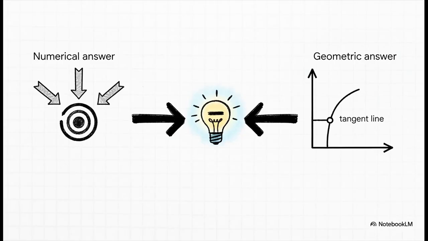So here's the big aha moment. The numerical answer we found using that limit and the geometric answer we just found by making that tangent line, they are the exact same thing. The slope of that tangent line is the instantaneous velocity. That's it. That's the answer to our whole mystery.